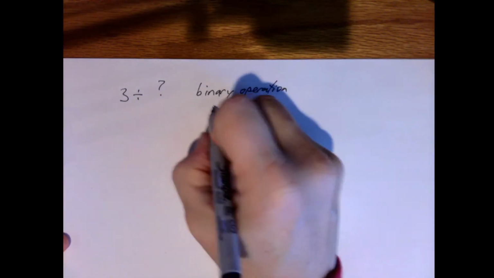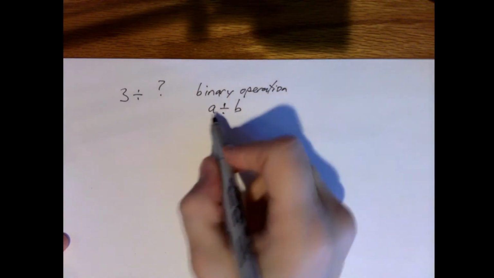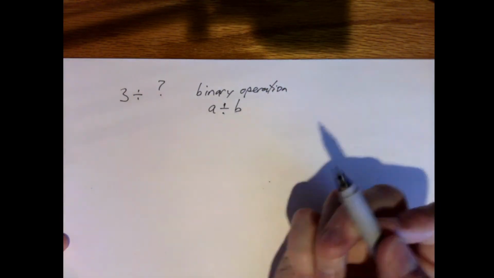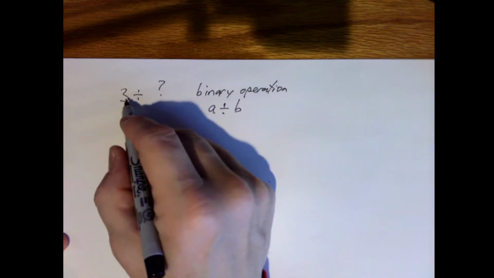Meaning we need something like this. A divided by B. I need both A and B in order for this to be valid. So we'd say that the syntax here is incorrect. Right? There's a syntax problem.